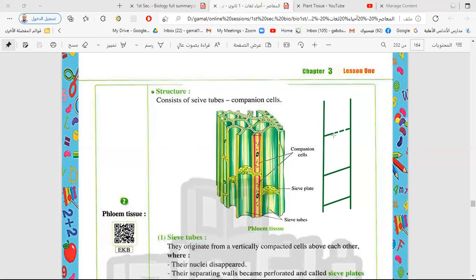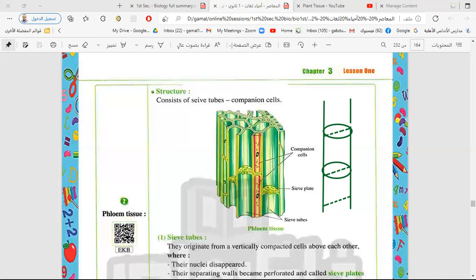There are some holes or some pores inside it and it becomes like what? Like a sieve. You know the sieve, المصفى, المنخل أو المصفى. So the wall doesn't disappear completely, but it becomes pitted. It has some holes inside it. So the separating wall between the cells is still found, but it is only pitted. Okay? This is the difference here between xylem and phloem. The wall separating the cells does not disappear, but it is only pitted. It has some holes.